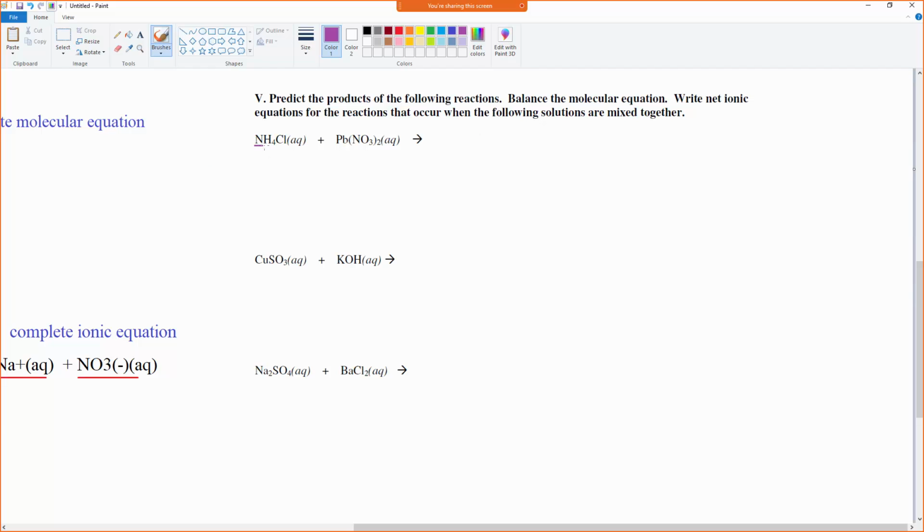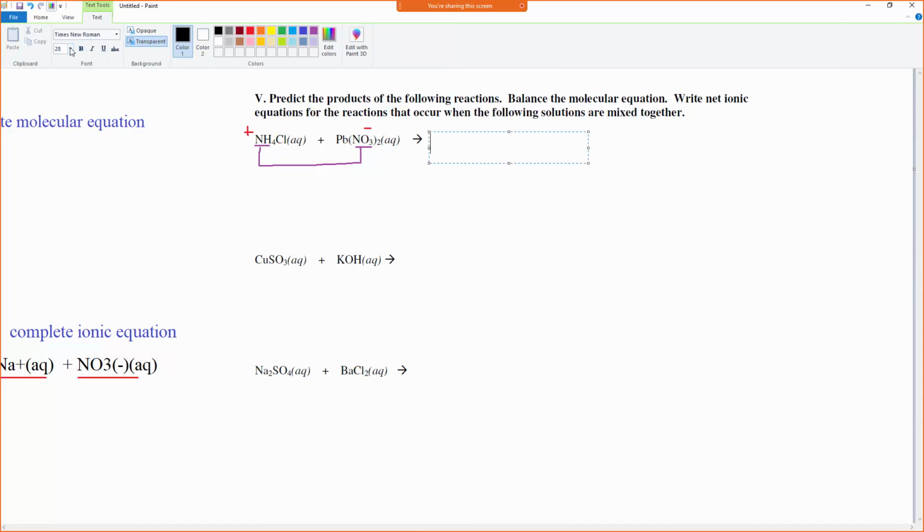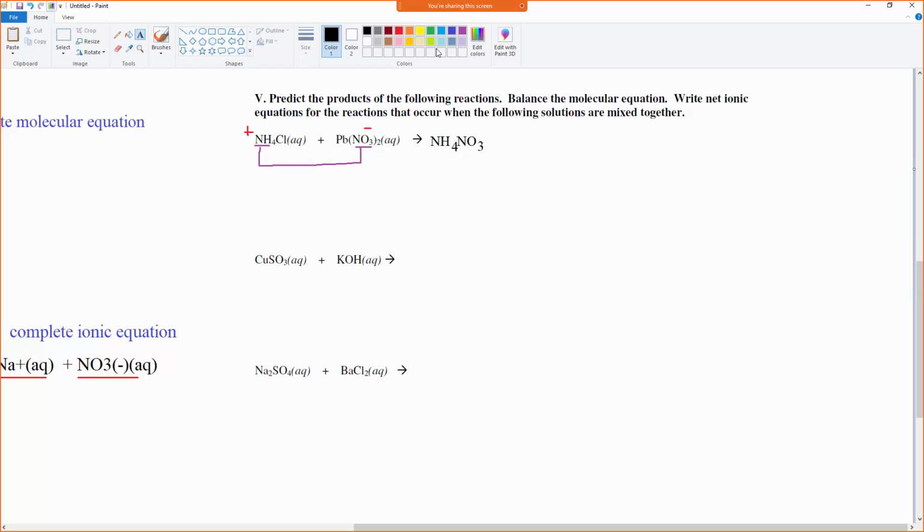Good. Sarah takes the outside ions, the cation from the first and the anion from the second. She notes that the cation NH4 has a charge of +1 and the anion NO3 has a charge of -1. And so she predicts that the formula, when she puts those 2 things together, is going to be just NH4NO3. And I'll drop those down. Perfect.